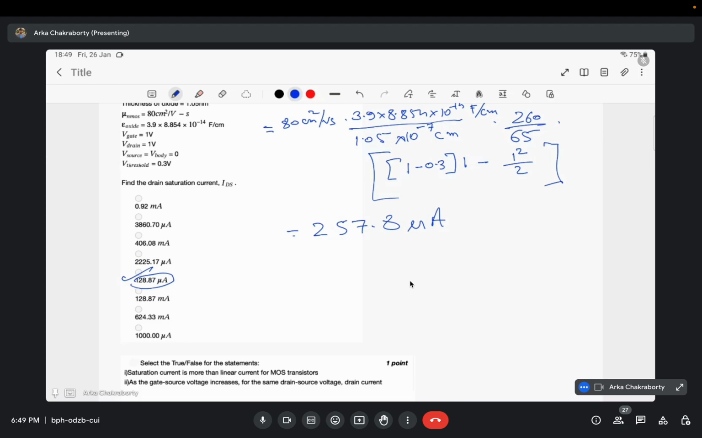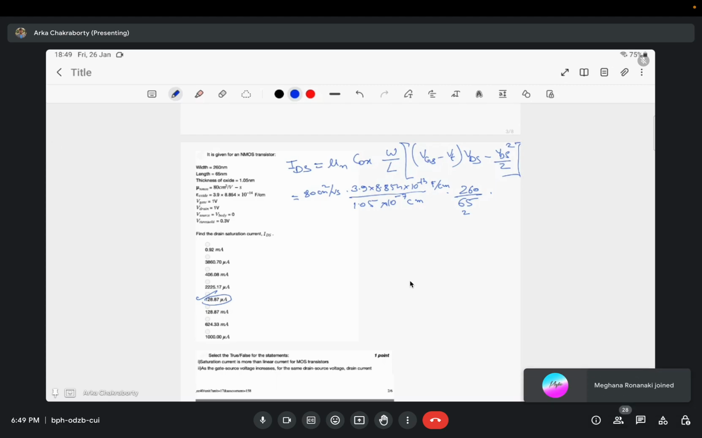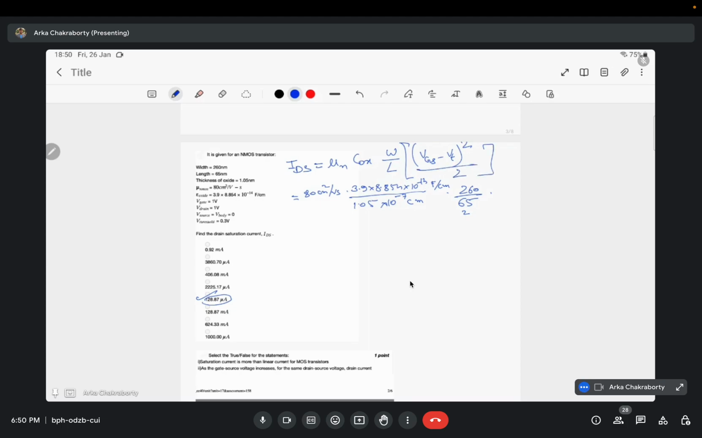Number 3. See, it is asked here to find the drain saturation current, right? So the formula that I am using will not be correct, because at saturation, when VDS exceeds VGS minus VT, I will be replacing this VDS with VGS minus VT. So it will become x square minus x square by 2, which will basically become (VGS minus VT) whole square divided by 2. Here you will get 1 volt minus 0.3 volt, so it will be (1 minus 0.3) whole square divided by 2. Fine.